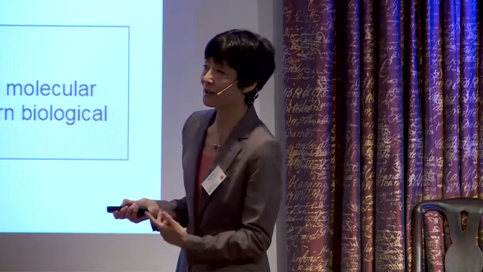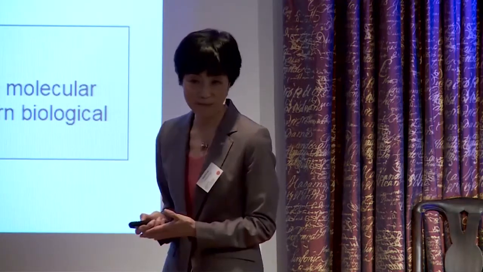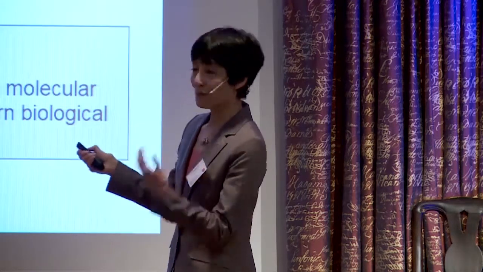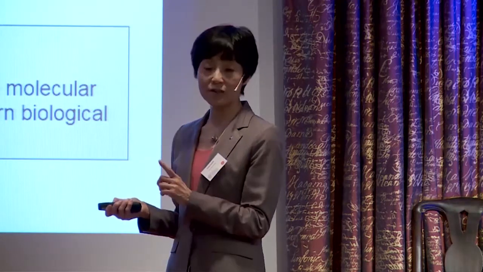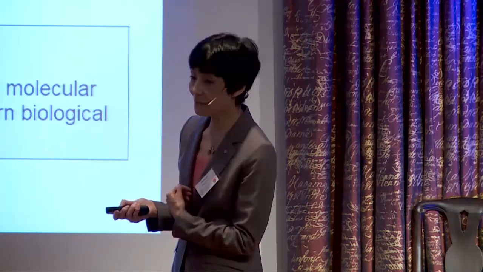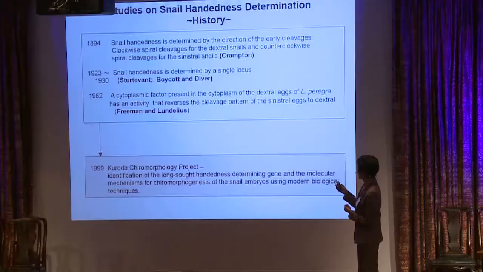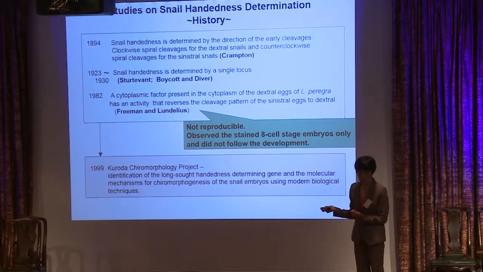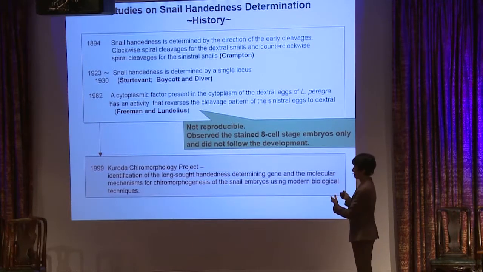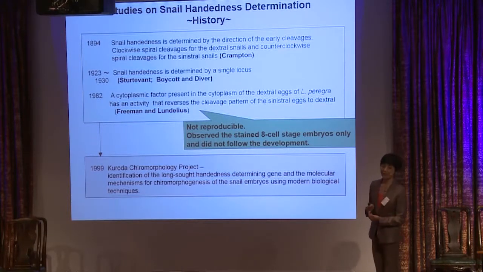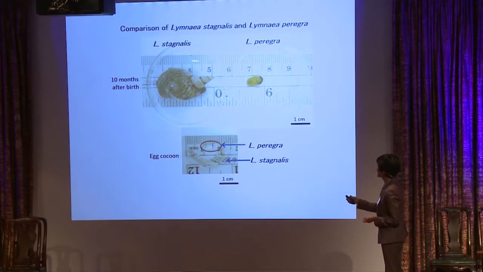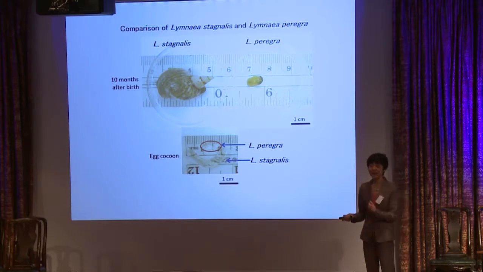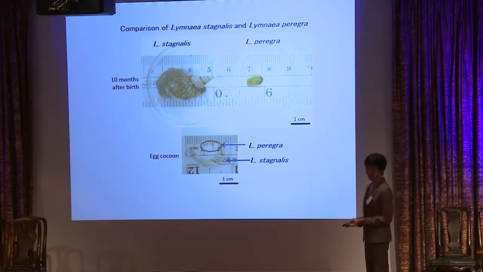This paper appeared in a really professional developmental biology journal, Roux's Archive. I was a pure chemist at that time, but this paper was just introduced in Nature, News and Views, one page. That stuck in my mind. But I realized this is not reproducible, and this may not be true. But this made me work on this, and I started the project in 1999. Then I decided not to work on L. peregra, but L. stagnalis, because this is much bigger. I was a physical chemist. How can I do developmental biology?